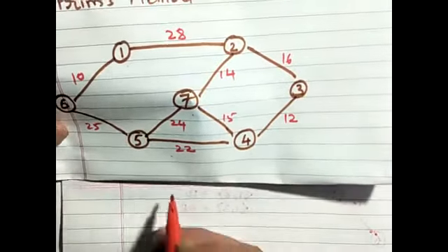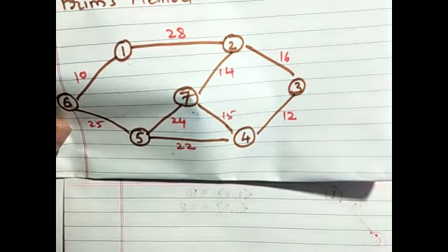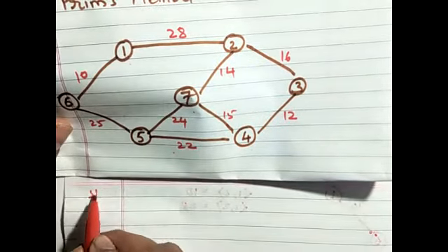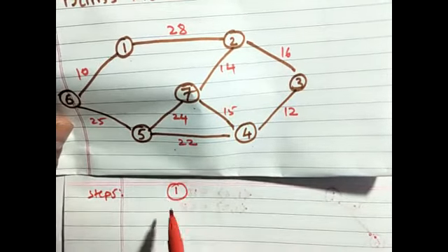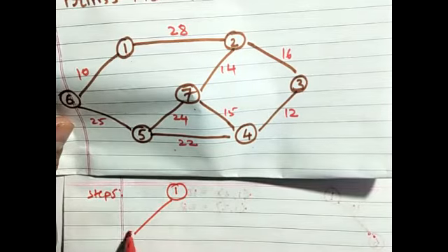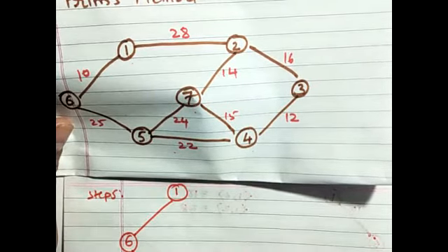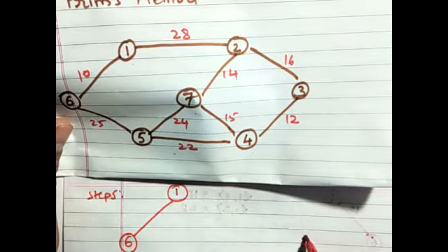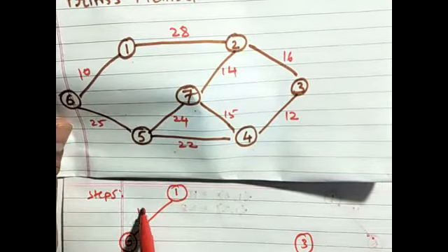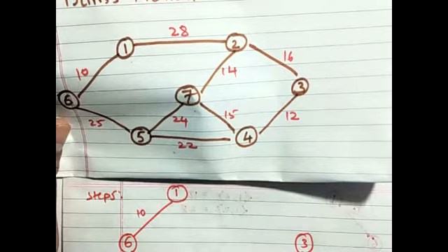The next step, let us write whatever we have derived so far at the step number, I think it is 5, step 5. So far we have covered from 1 to 6, from 6 to 5, from 5 to 4, and from 4 to 3, with the costs 10, 25, 22, and 12.